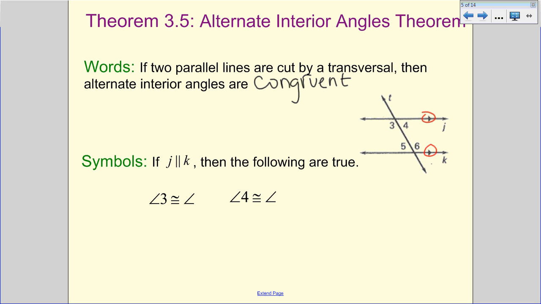So if J and K are parallel, once again we see our triangles there, then the following are true. Angle 3, we need alternate interior. So angle 3 is inside. I need to be alternating, so I need to be on the opposite side. So angle 3 is going to be congruent to angle 6. Angle 4, we need to be in between the two lines to be interior, and I need to be on the opposite side. So 4 is on the right, 5 is on the left. So angle 4 and angle 5 are congruent.